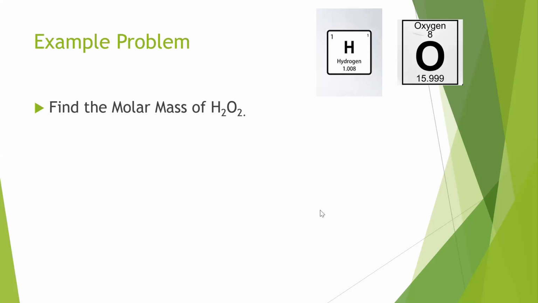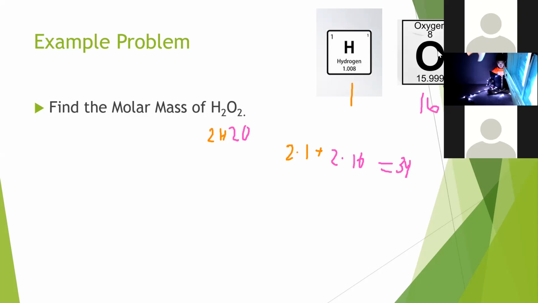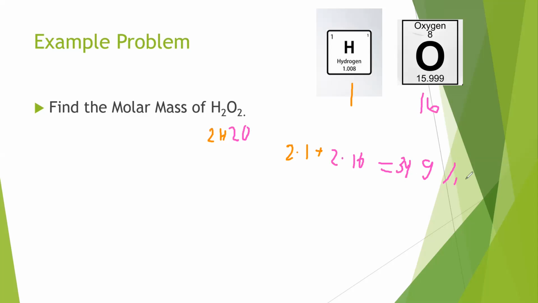Okay, this is pretty similar to the last problem. There's 2 hydrogens, and then there's 2 oxygens. Each hydrogen weighs 1, each oxygen weighs 16. We have 2 times 1 plus 2 times 16, and that gives you 34 grams per mole, which is the right answer. So great job, everyone.